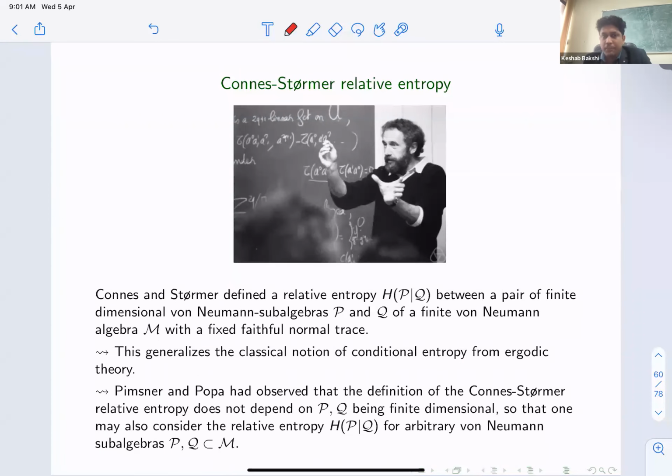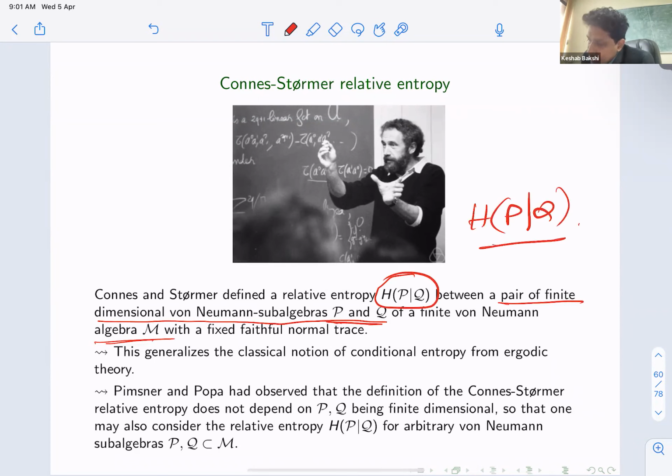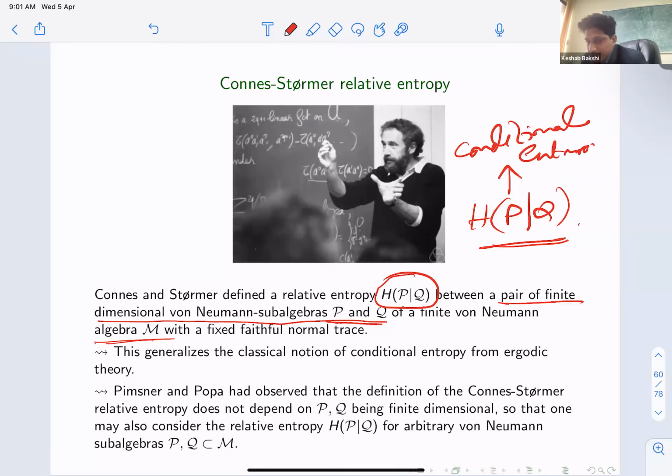Now I come to the Connes-Størmer relative entropy. This is from an old paper by Alain Connes and Størmer. Given a pair of finite dimensional von Neumann subalgebras P and Q of a finite von Neumann algebra M, which you can assume to be a II_1 factor, we have a notion of relative entropy of P given Q. This is a perfect generalization of conditional entropy, the classical conditional entropy from information theory or ergodic theory.